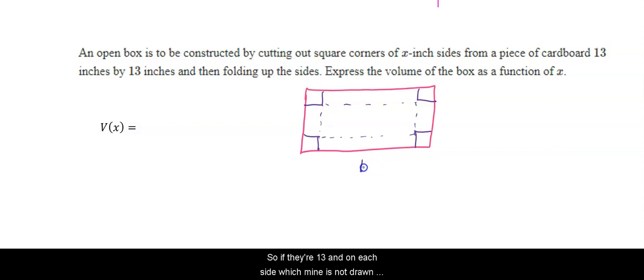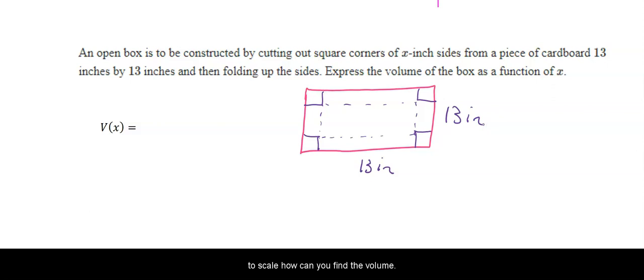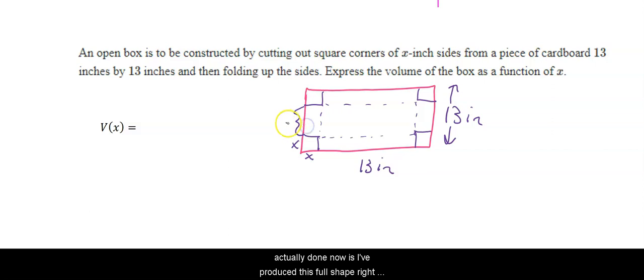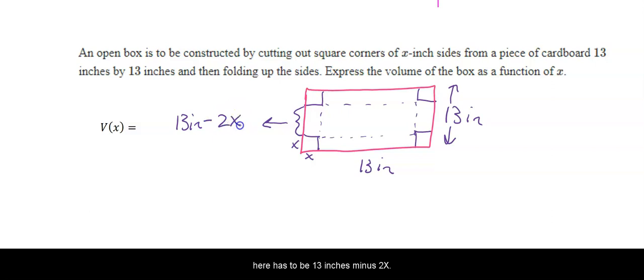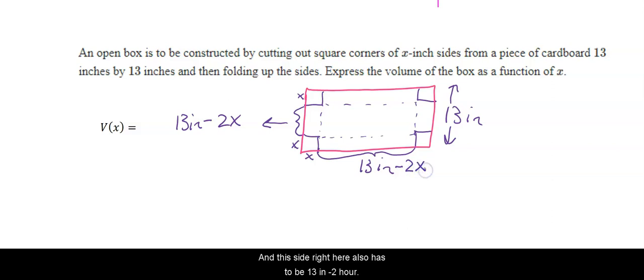So if they're 13 inches on each side, which mine is not drawn to scale, how can you find the volume? Well, if this side was originally 13 inches, but I cut off a little corner of x and x, then what I've actually done now is I've produced this little shape right here that has to be 13 inches minus 2x. 1x for that corner and 1x for that corner. And this side right here also has to be 13 inches minus 2x.